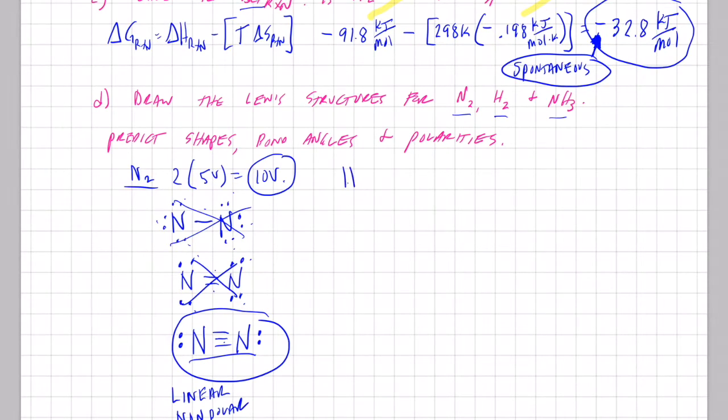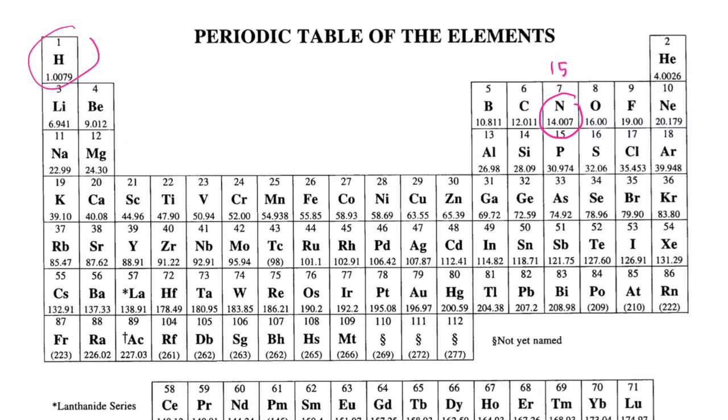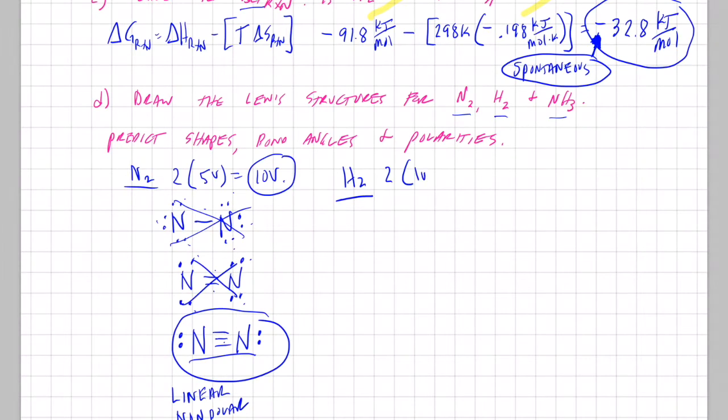All right, let's try H2 now. So we have 2 hydrogens, and let's see, hydrogen's over here. It's in group 1, so it has 1 valence electron, and there are 2 of them, so I have 2 valence electrons to work with. Well, that's an easy Lewis structure, isn't it? We're done, H2. That also is linear, because there's only 2 atoms, folks, and it is nonpolar because they are the same atoms and they share that pair completely evenly.